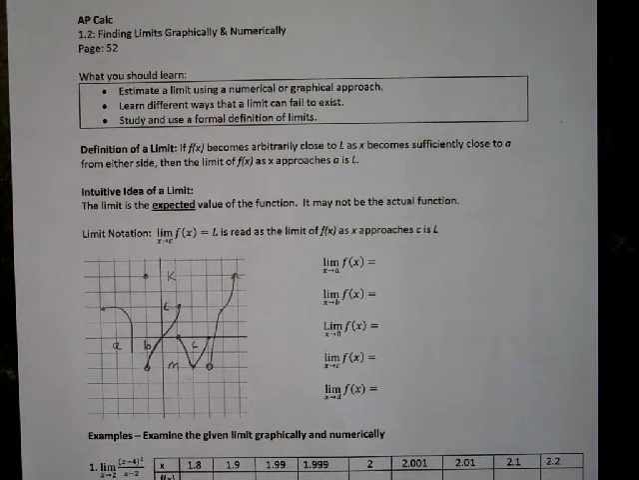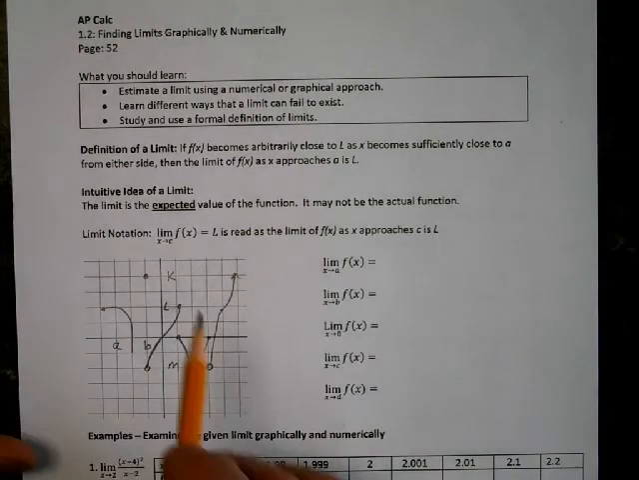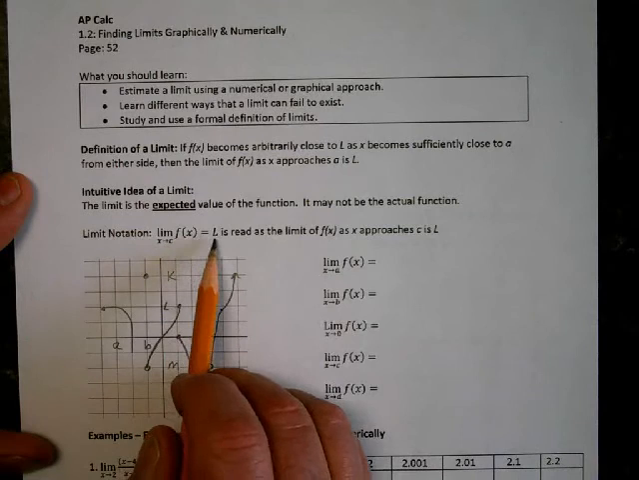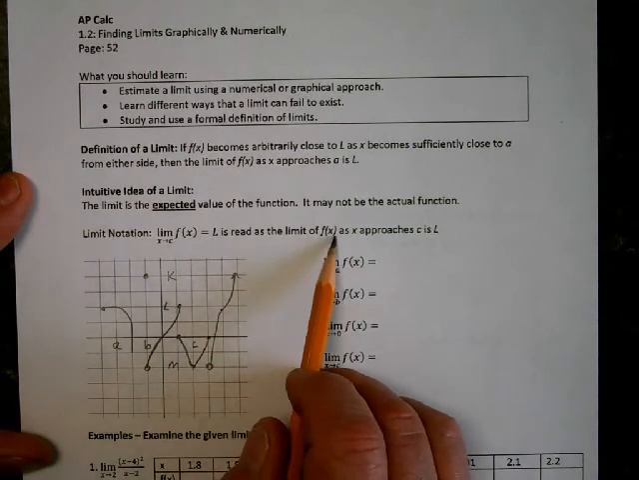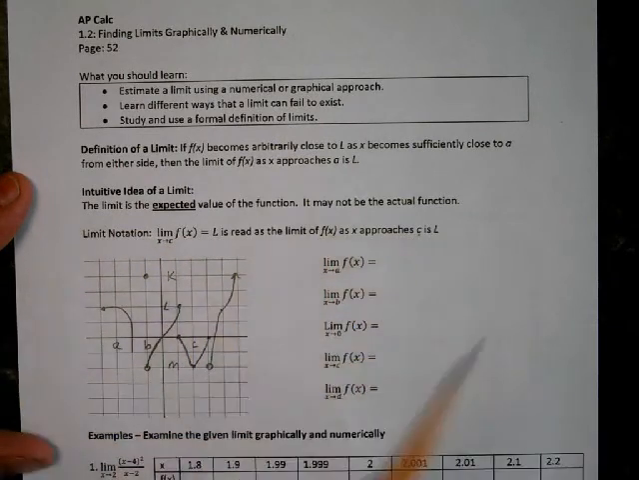Now the intuitive idea of a limit. The limit is the expected value of the function. This is what you expect it to be as you approach a number from the left or right. It may not be the actual function though. Limit notation: the limit as x approaches c of f of x equals L is read as the limit of f of x as x approaches c is L.